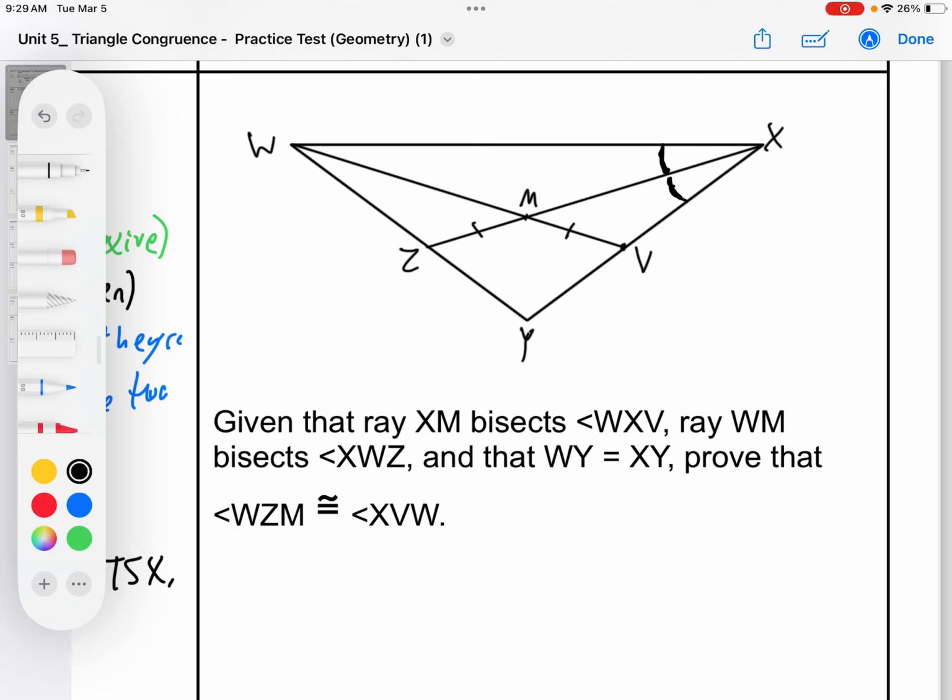They also say that WM is bisecting this angle, angle XWZ, which means these two are congruent to each other. They also tell us that WY is congruent to XY. But that makes this triangle isosceles.